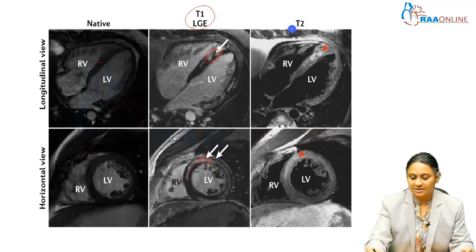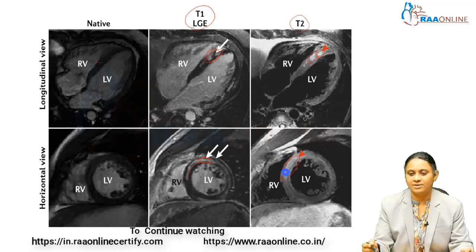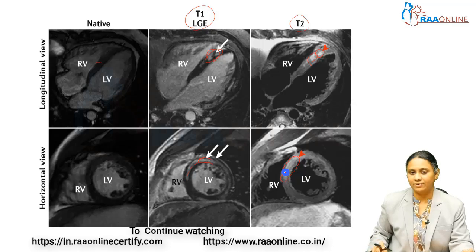Here also we can see a T2 image showing the same scattered fibrosis in the mid-ventricular septum, the white one here in the mid-wall, suggestive of myocarditis as a reason for the cardiomyopathy.